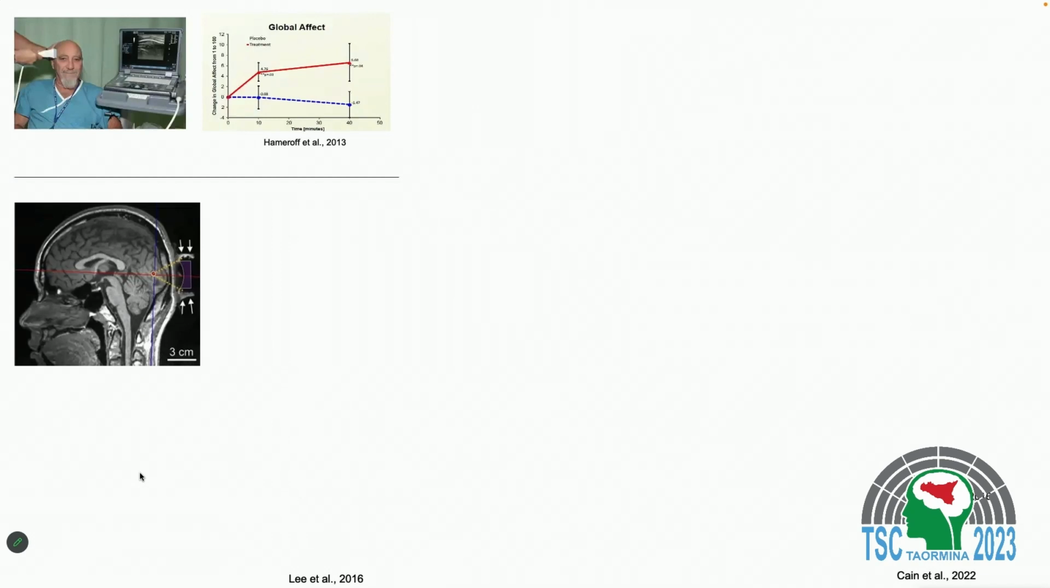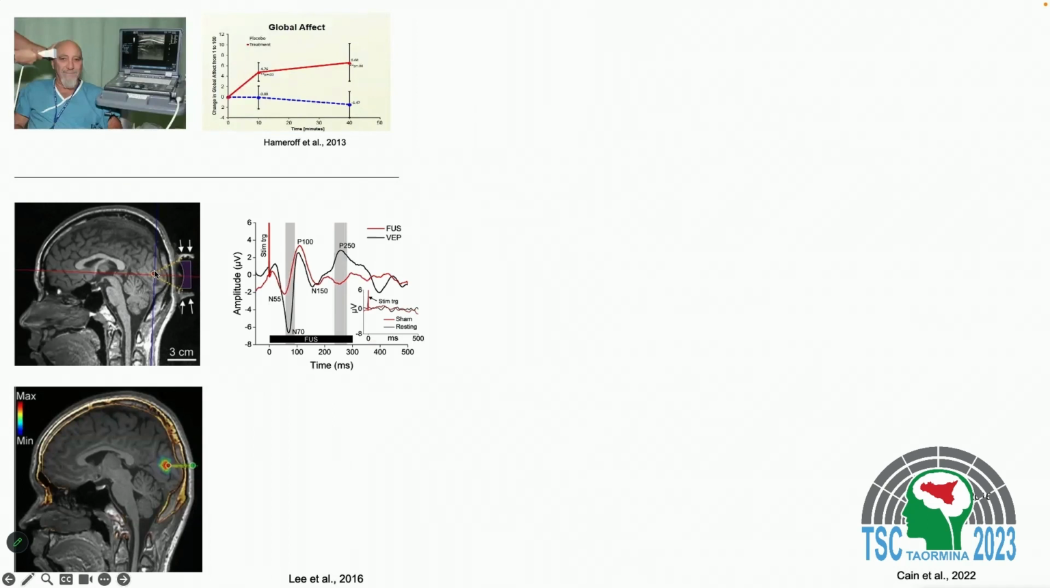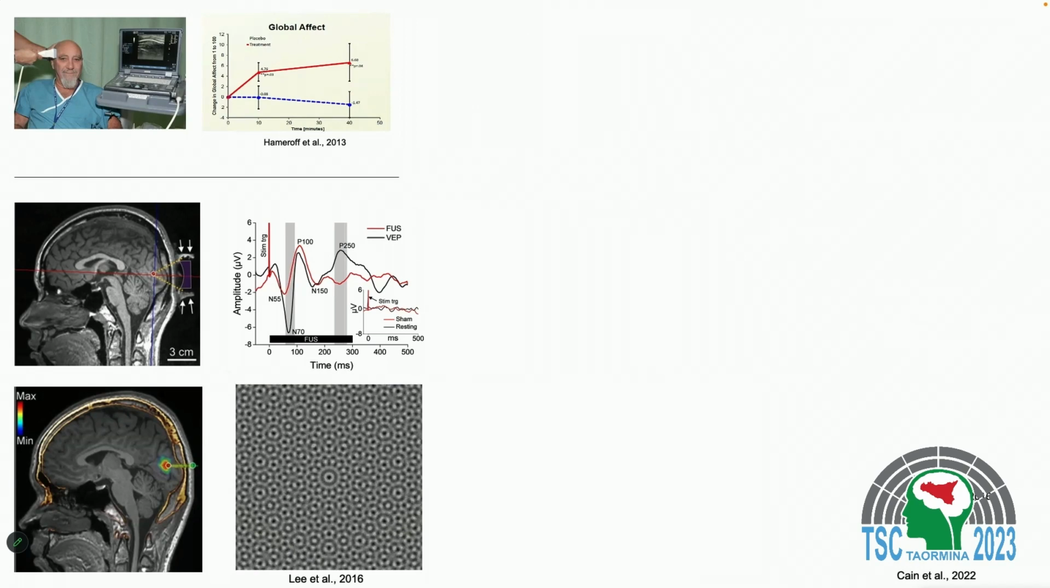And since then, lots of studies have come out. So for example, this one from Lee's lab, where they focused a beam of ultrasonic energy into V1 and V2 of the visual cortex. And they were able to show that they could induce visual evoked potentials, but more importantly, they could induce visual phosphenes. So these are like sort of visual experiences, visual hallucinations in the visual field that look a little bit like that on the screen.